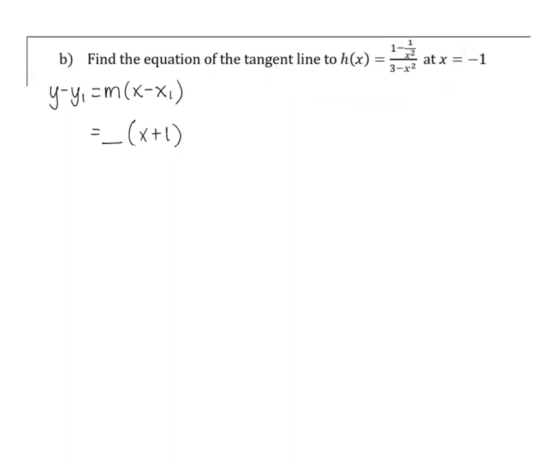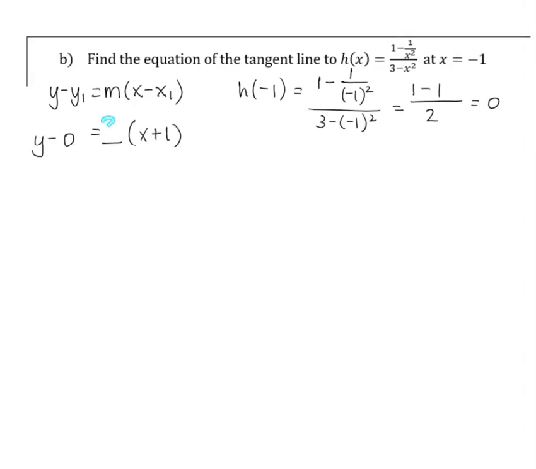They did not explicitly give us y1, but we could easily find it by plugging x1 into the function. In other words, I'm wondering what is the point on the graph when x is equal to -1. So I'm going to substitute -1 into h, and we get out 0. Now all we are missing is the slope of this tangent line.